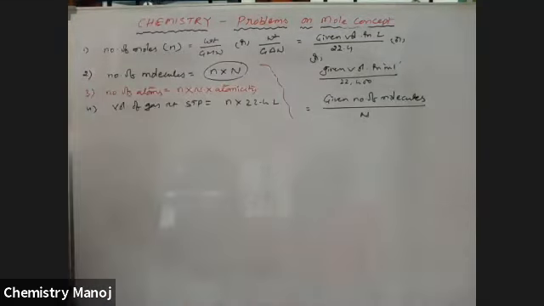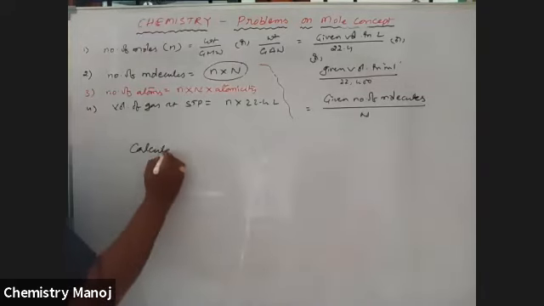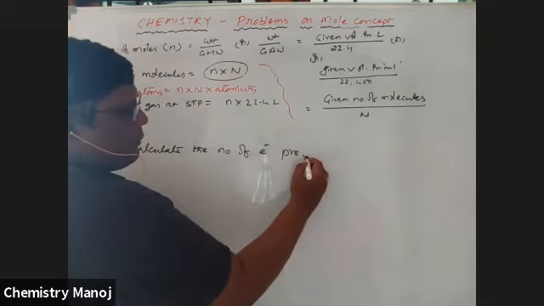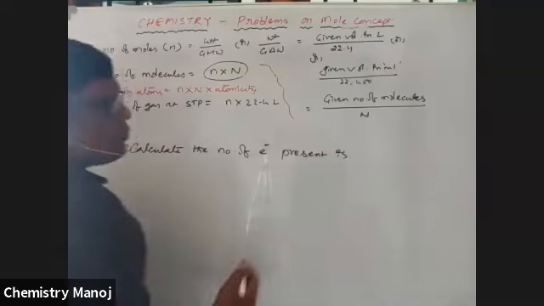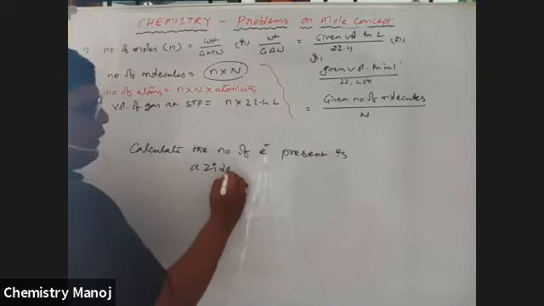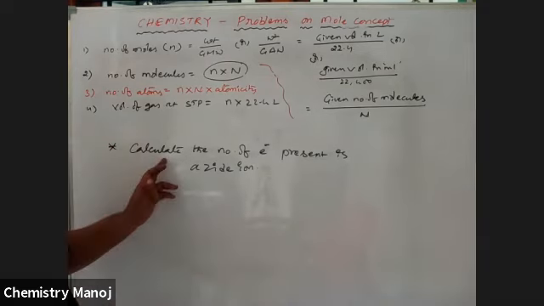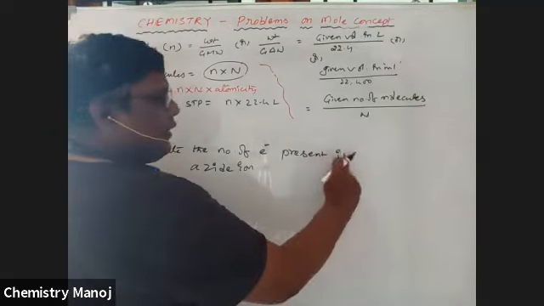What is that? Now calculate the number of electrons present in azide ion. Calculate the number of electrons present in azide ion. Okay, how to calculate this problem? Does anyone know? Calculate the number of electrons present in azide ion.